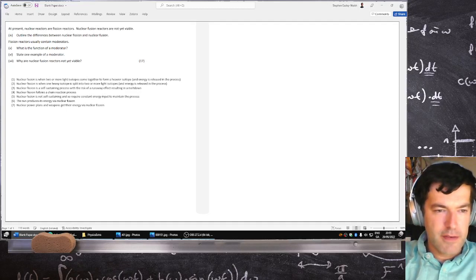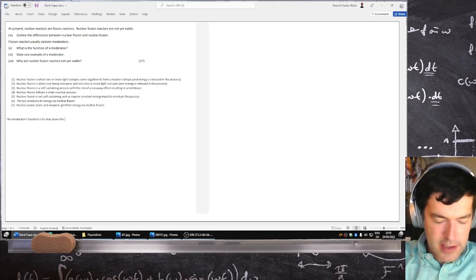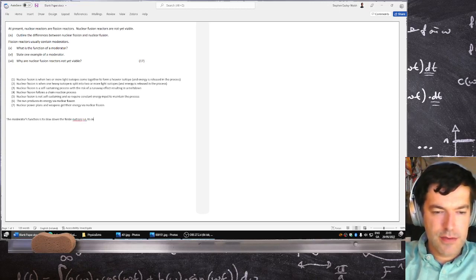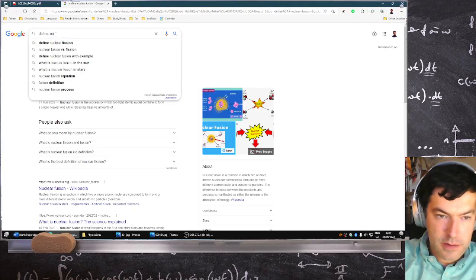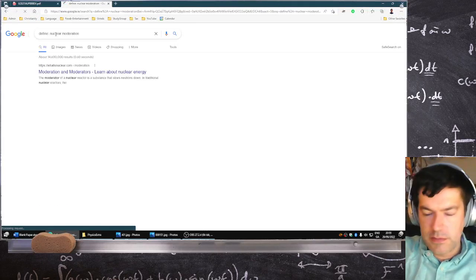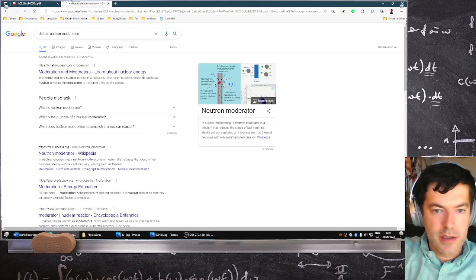What is the function of the moderator? The moderator's function is to slow down the fissile neutrons, i.e. to regulate the rate of fission taking place in the reactor. Pretty sure that's what the definition is. Oh, not moderation. Yeah.